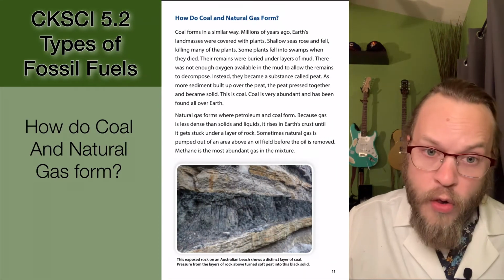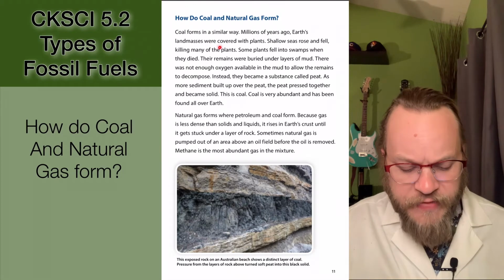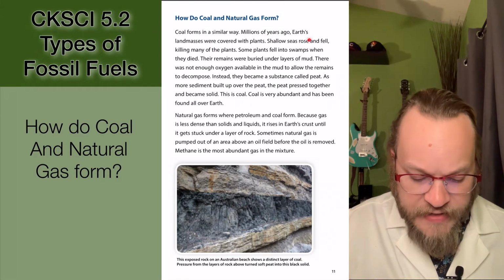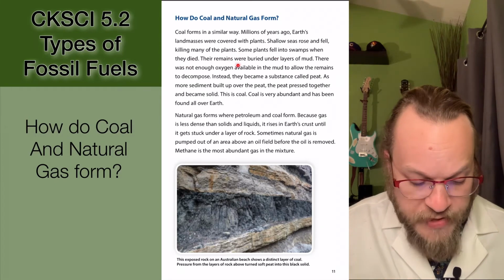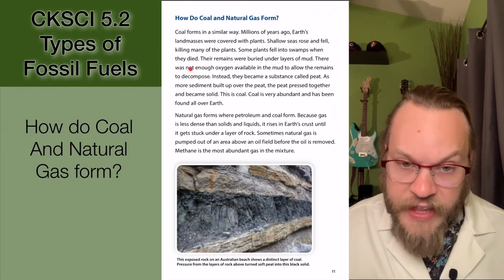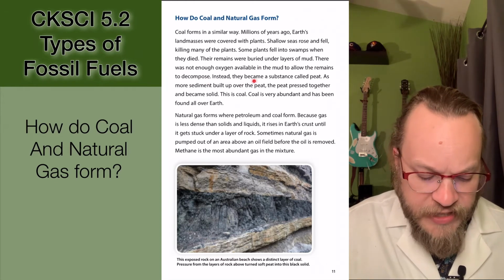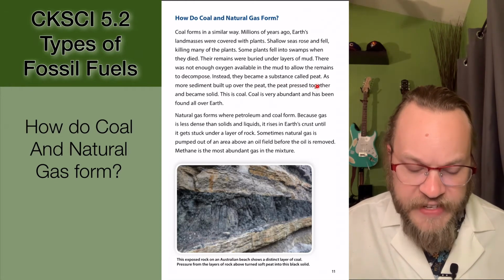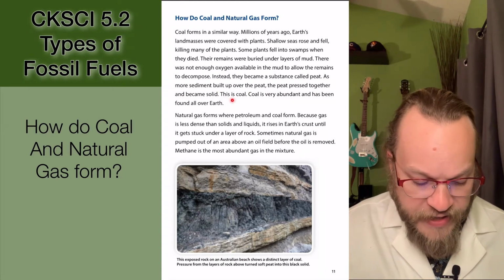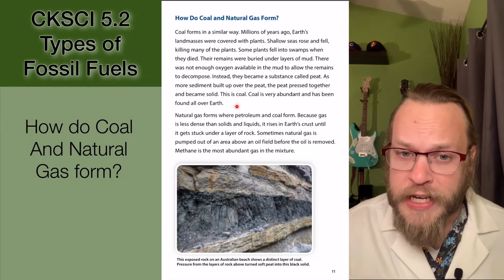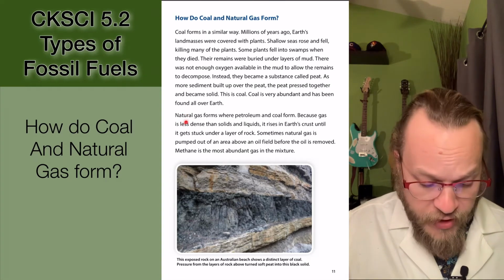But how does coal and natural gas form? Well, coal forms in a very similar way. Millions of years ago, Earth's landmasses were covered with plants. Shallow seas rose and fell, killing many of the plants. Some plants fell into swamps when they died. Their remains were buried under layers of mud. There was not enough oxygen available in the mud to allow the remains to decompose. Instead, they became a substance called peat. As more sediment built up over the peat, it pressed together and became solid. This is what we know as coal. Coal is very abundant and has been found all over the earth.